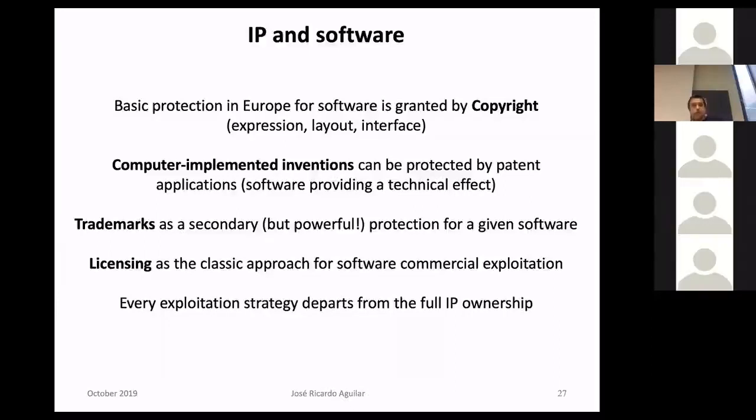Okay? But it is very important to understand that the classic trend for exploitation of software has to do with licensing deals. And every exploitation strategy, in fact, departs from the full IP ownership, from the full copyrights that are given by law to the creator or to a company where the creator is based in order to develop its software.